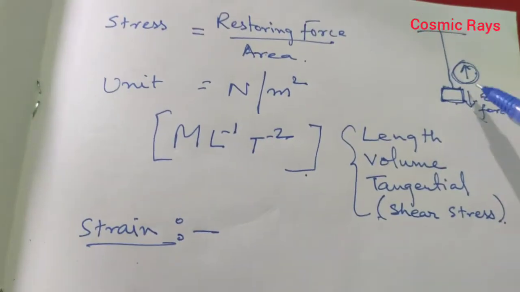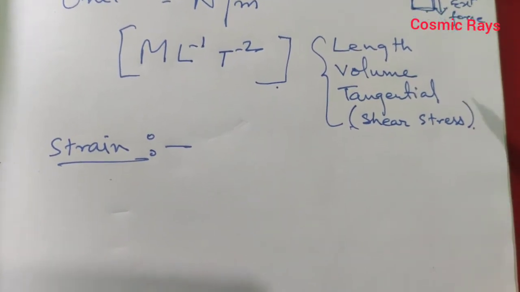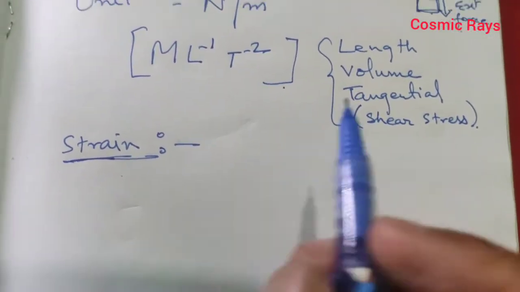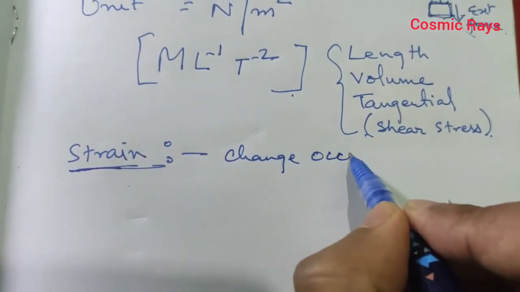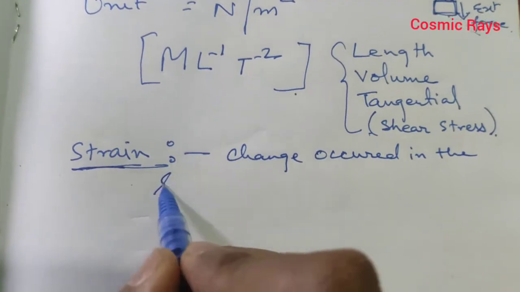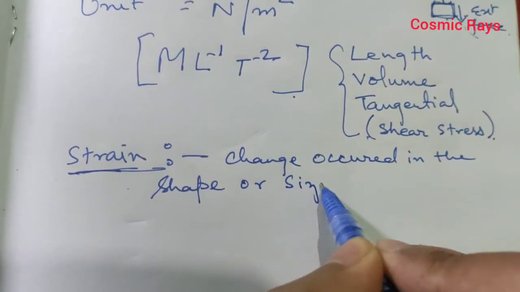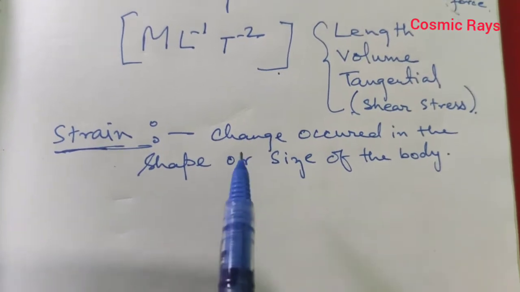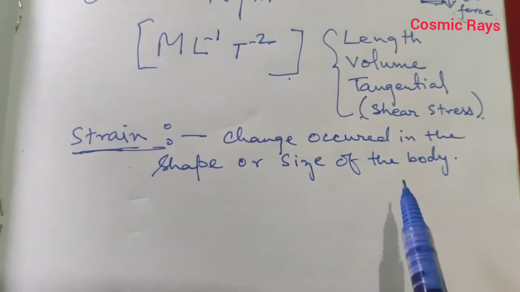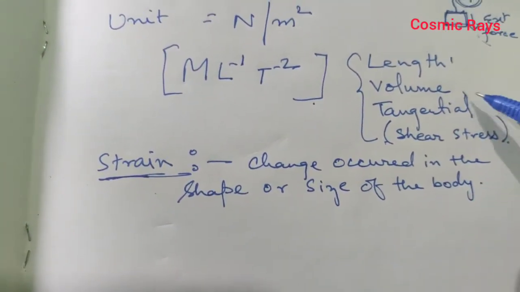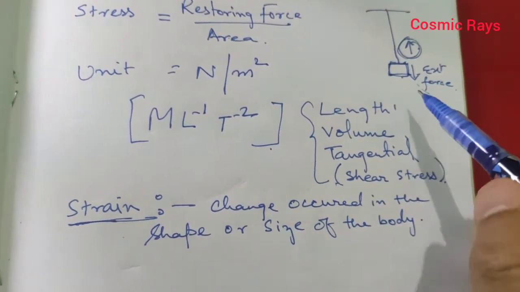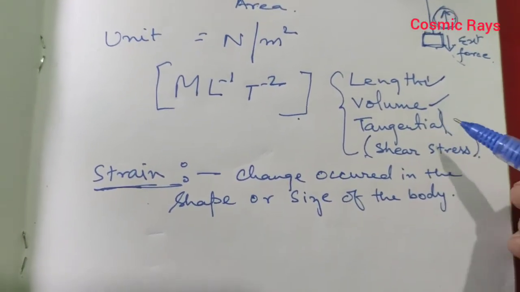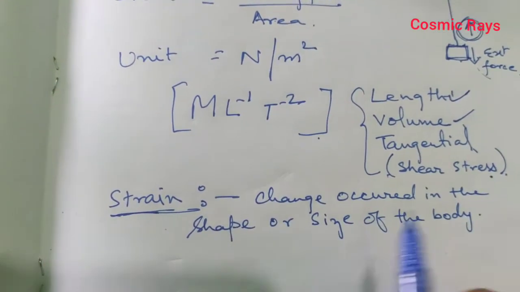whenever the load is applied on a body, there will be a change in its shape or size. Now this change which has occurred in the size of the body, that is known as strain. The change occurred in the shape or size of the body. Now this change can also be of the same three types, that is, it can change the shape in terms of length, it can change the shape in terms of volume, and it can change the shape in terms of shearing strain.